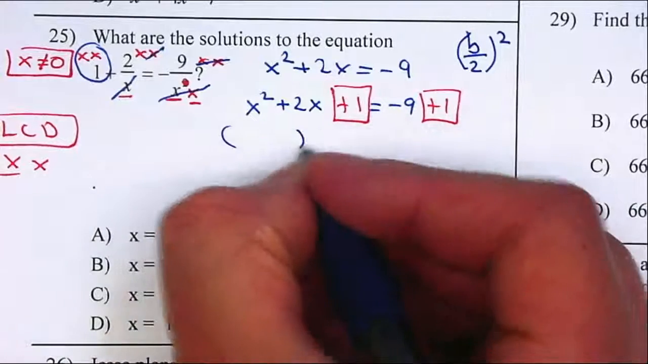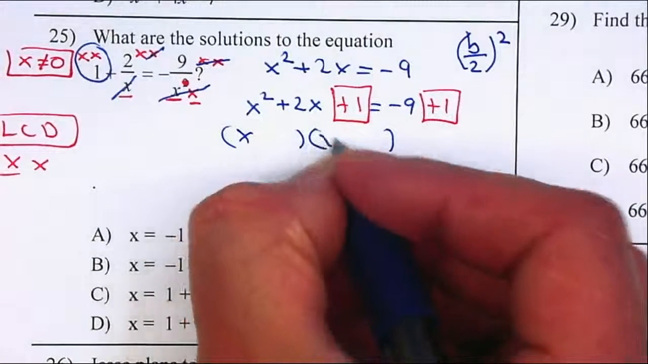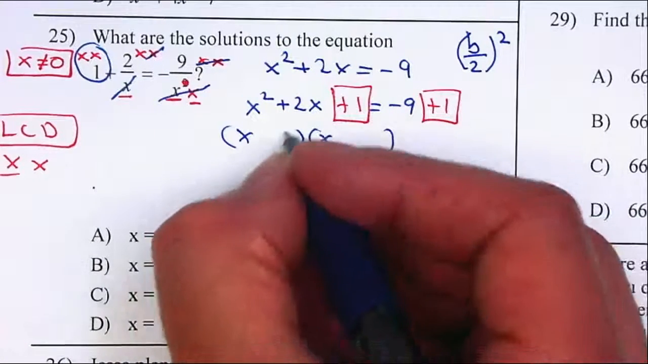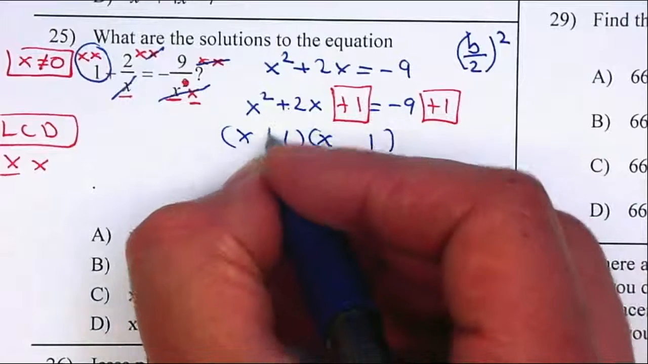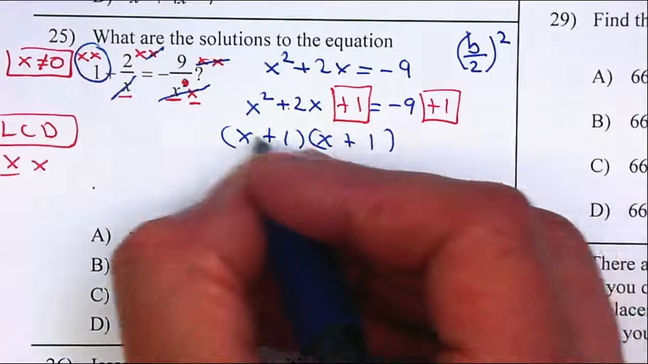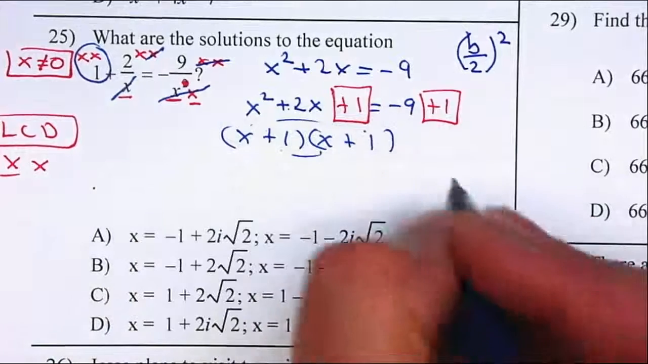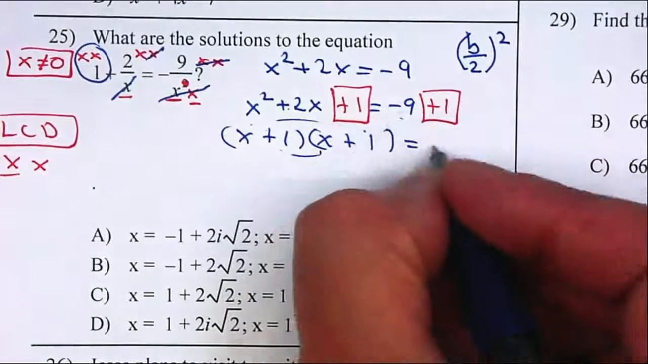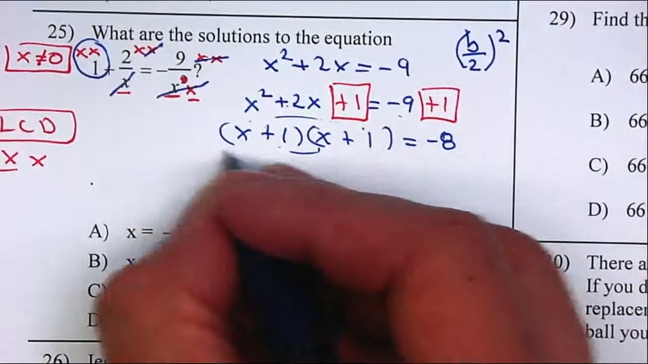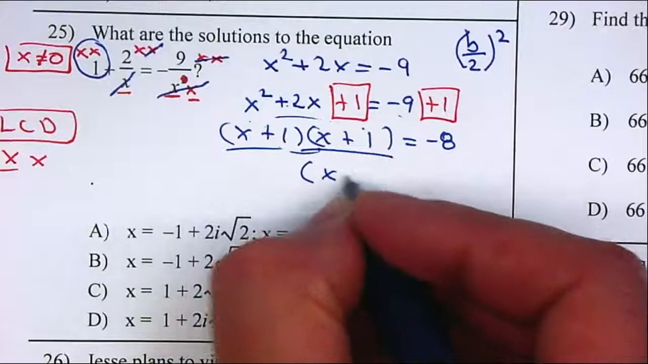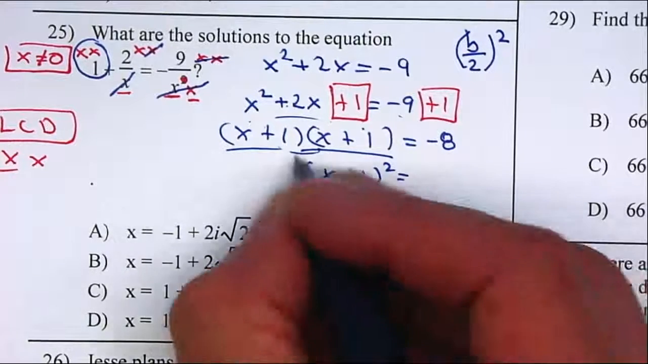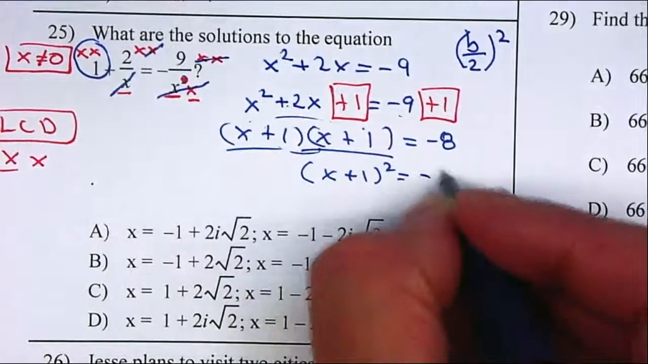I'm going to factor this out. That gives me x and x. Factors of 1 will be 1 and 1. This is a positive, so they both should have a positive, because you need to add up to 2x. That gives me 1, and 1 gives me 2x. That's going to be equal to negative 8. I'm going to combine them into one because they're exactly the same, and whenever you complete the square, you should end up with exactly the same factors.